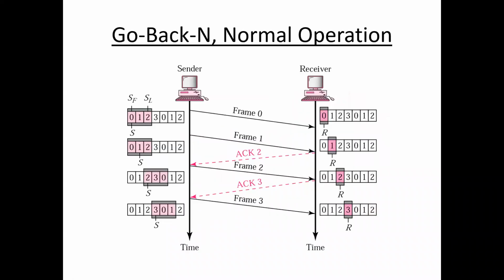Next, go back N normal operation. The operation of the go back N protocol. Here, the sender sends frame 0 to the receiver.